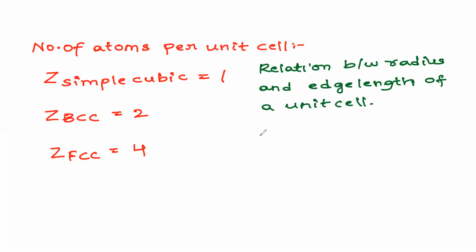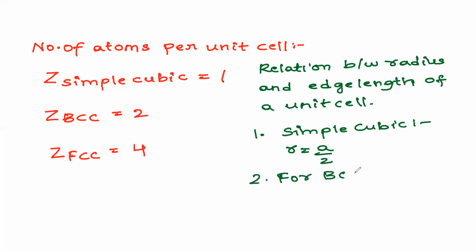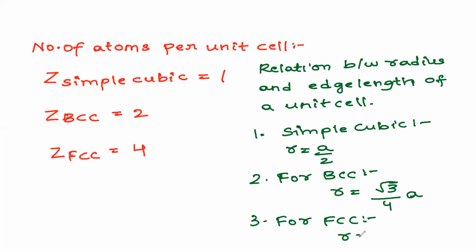First one, for simple cubic, r is equal to a by 2. For BCC, second one, r is equal to root 3 by 4 a. And for FCC, third one, here I'm writing for FCC, r is equal to a by 2.